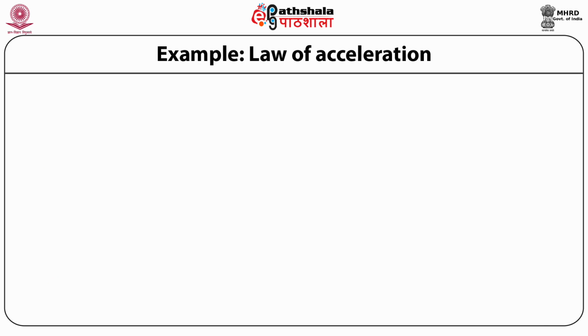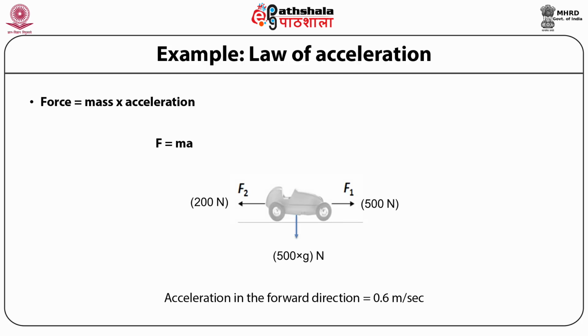Let's see the example of the second law of motion, which is the law of acceleration. As the definition goes, the force acting on a body is simply mass times the acceleration produced by the force, or mathematically F equals ma, where m is the mass and a is the produced acceleration. In this example, you have a car which has a mass m equals 500 kilograms.